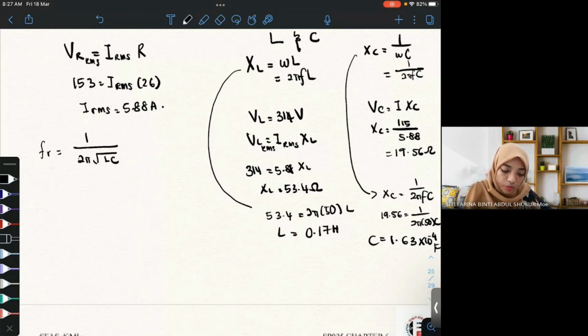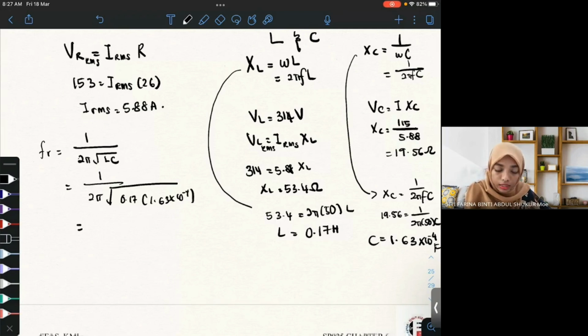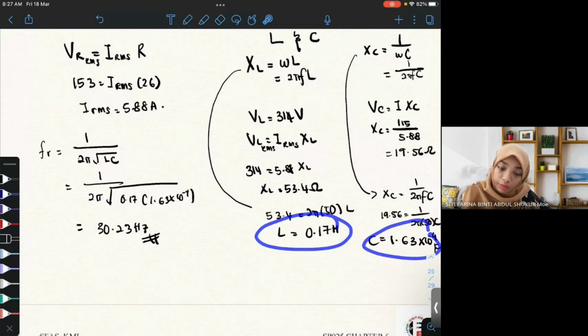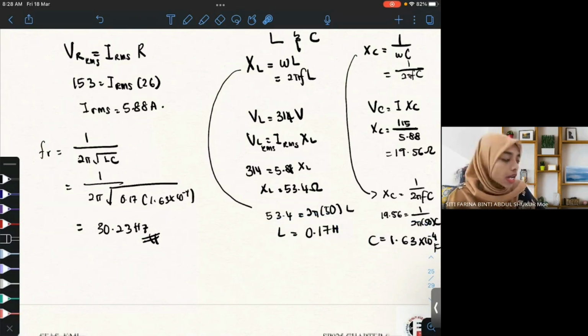So now, all the value kita dah ada. Square root of L adalah apa? 0.17. C adalah 1.63 times 10 to the negative 4. Tekan-tekan calculator, you should get this much. Yang penting, kena dapatkan nilai L dan C from the previous question. Then you can do this question to substitute the value of L and C.